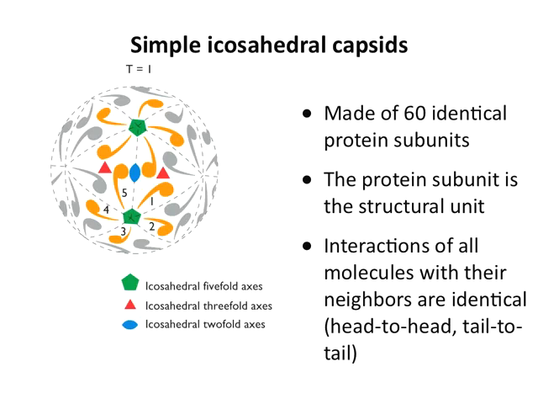The protein subunit, shown as a comma here, is the structural unit. And all these interactions, the interactions of all these commas, again, each comma is a single protein. There are 60 of these in the virus particle. Their interactions are all the same in the particle. So every protein interacts with its neighbor in the same way. Head to head, tail to tail. All right?